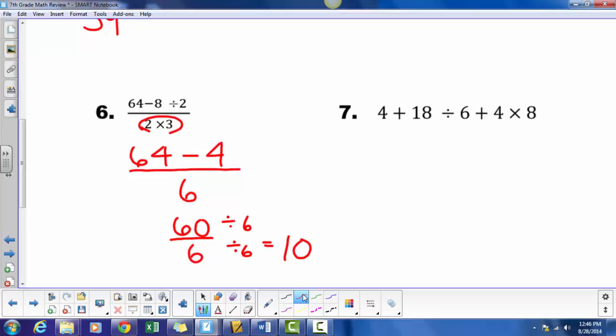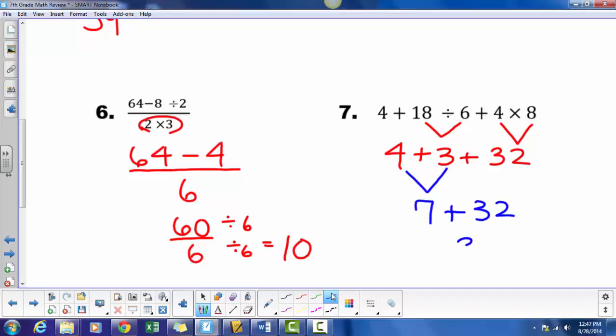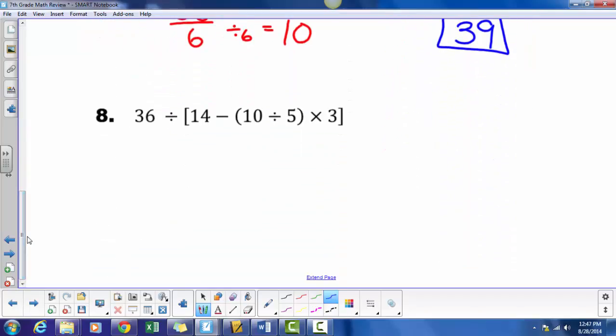Okay? My second example, 14 plus 18 divided by 6. So I need to do this first. So 4 plus, let's see, 18 divided by 6 is 3. And then I also have a multiplication problem right here. 4 times 8. Well, 4 times 8 is 32. Now I can do the addition in the order it appears. 4 plus 3 is 7, plus 32 equals 39. Okay, I believe I have one last example here.